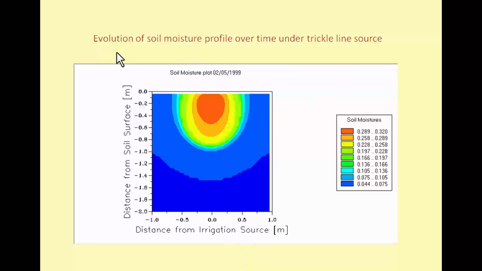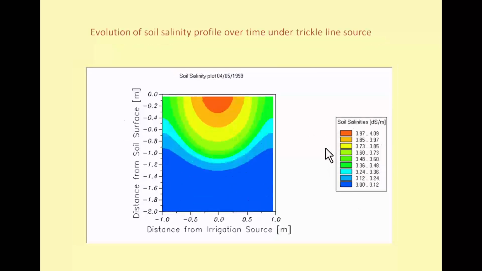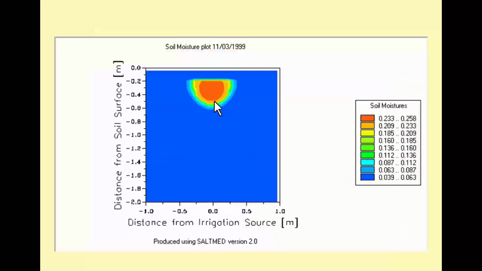This is an example of the evolution of soil moisture under trickle line source, where the soil moisture comes here under the dripper, and you can see the ranges as the model goes on and on. This is salinity distribution. This is what you expect from the model. And if you have subsurface drip irrigation, this is the plot you can see. The drip here is below the surface.